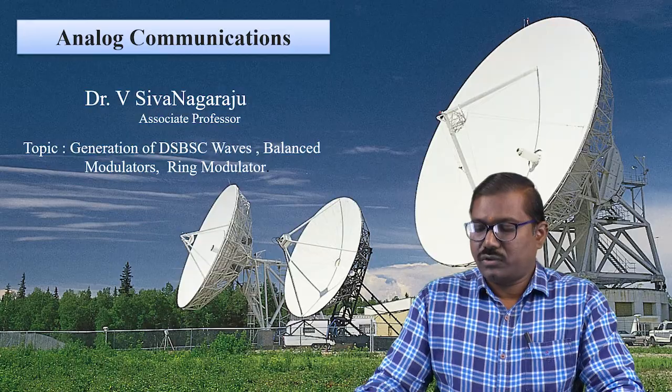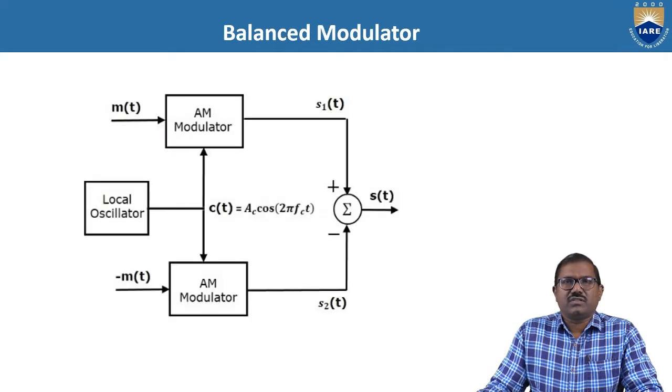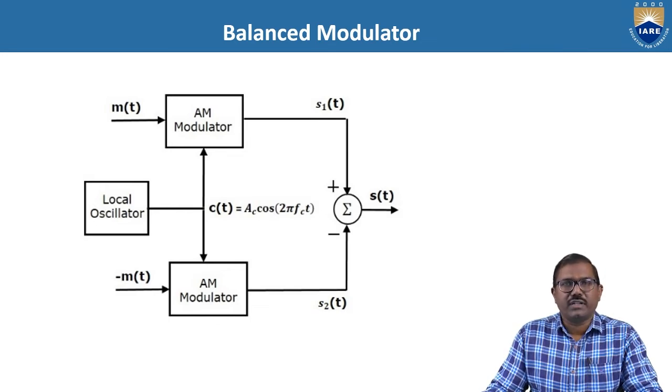Let us come to the topic. So we use two types of modulators. One is the balanced modulator and the other is the ring modulator. So this is the block diagram of the balanced modulator. Here we have two standard AM modulators, one local oscillator, and a summer.